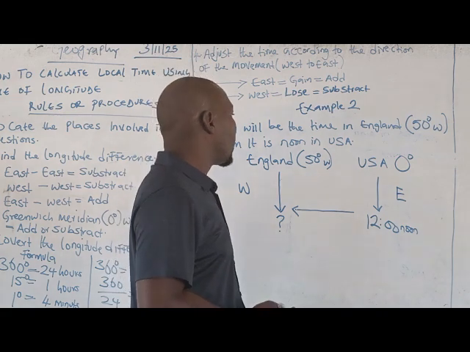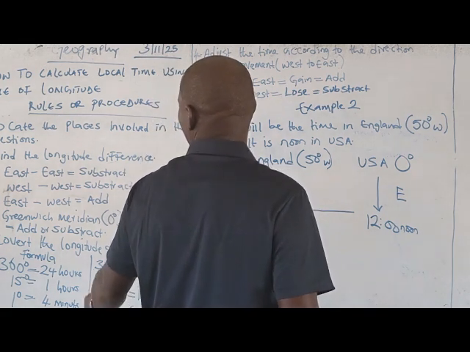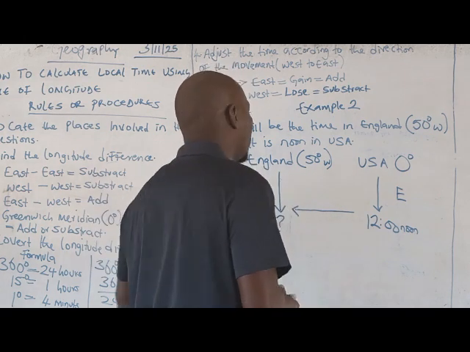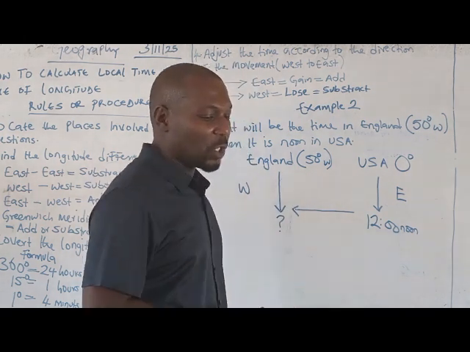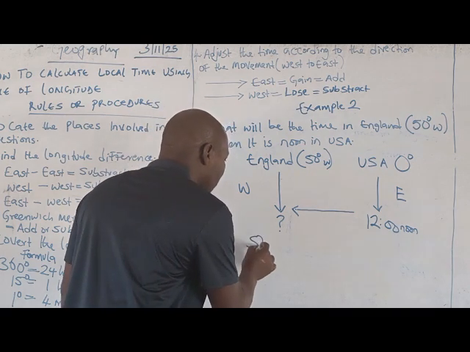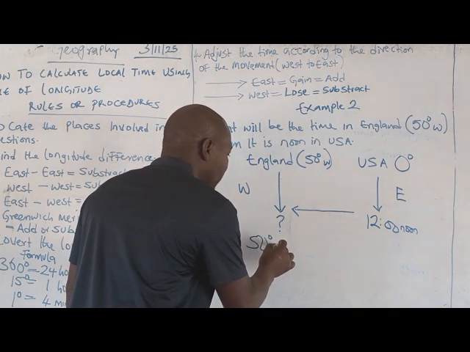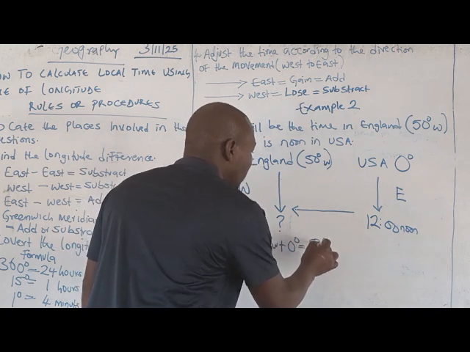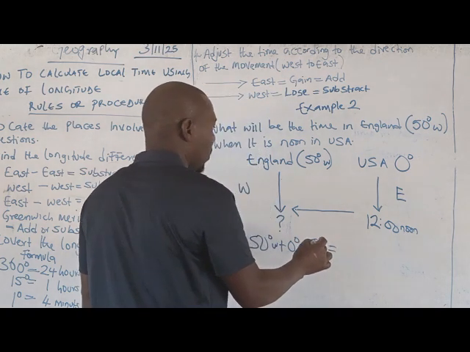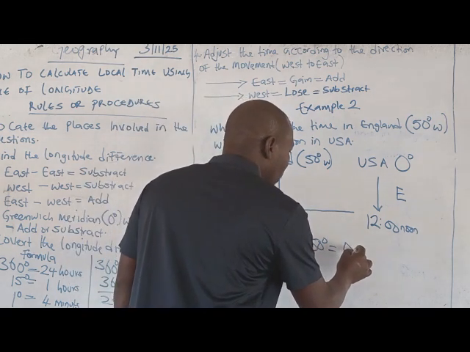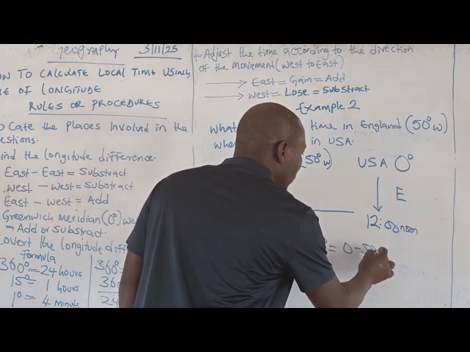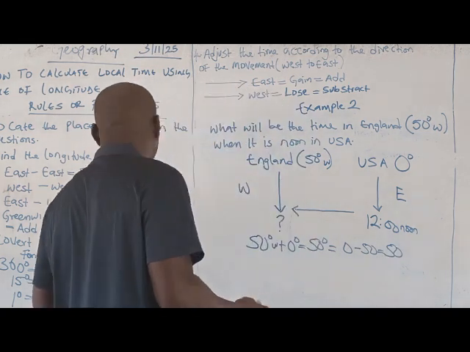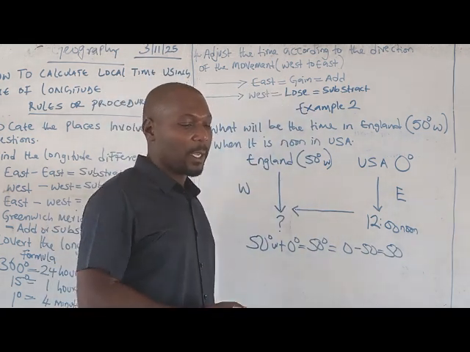Rule number 2, they said we are to find the longitude difference. If you are finding the longitude difference, if you write 50 degrees west plus 0 degrees, it's going to give us 50 degrees. Or if we say 0 minus 50, it's still going to give us 50. So even though we add or we subtract, we are still getting the same answer.